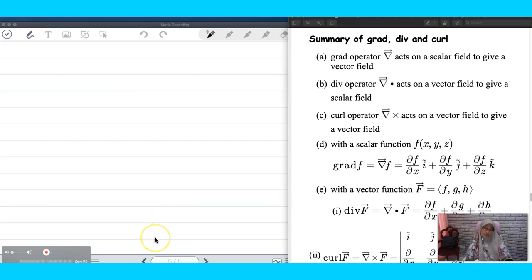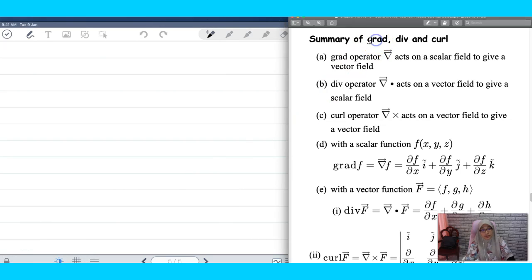Just a quick summary on this particular section, which is about the vector field and scalar field. So far you now know the gradient, which is this one. This is the gradient, nabla, and we have the divergence and curl.